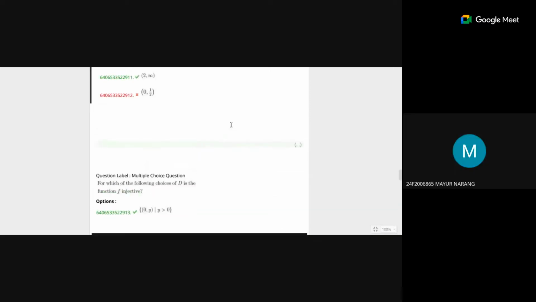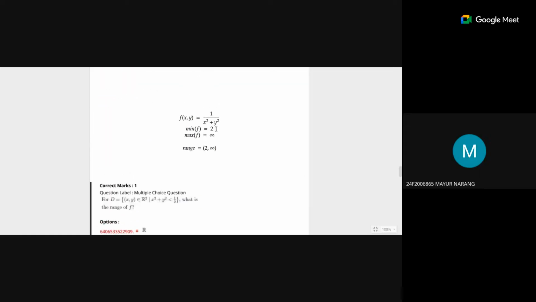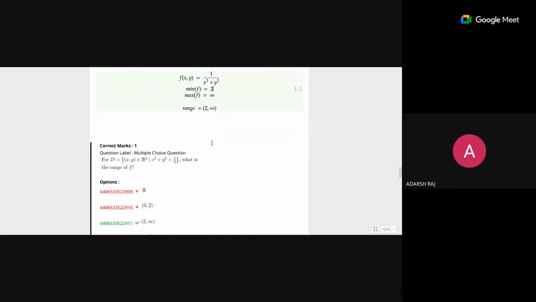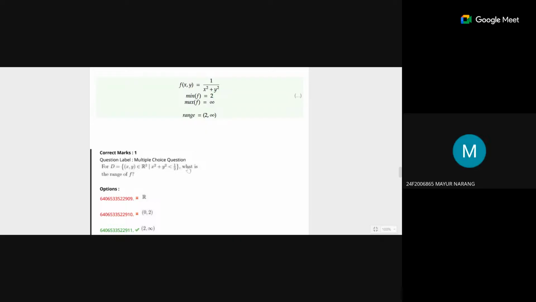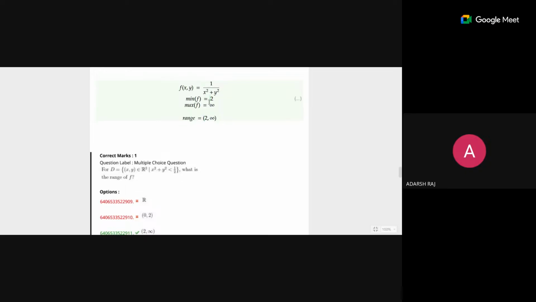The minimum value is calculated to be 2. But not exactly 2. It will be less than 2. So in the range itself, 2 is not included. We take an open bracket. 2 is not included, but the minimum value will be less than 2, right?